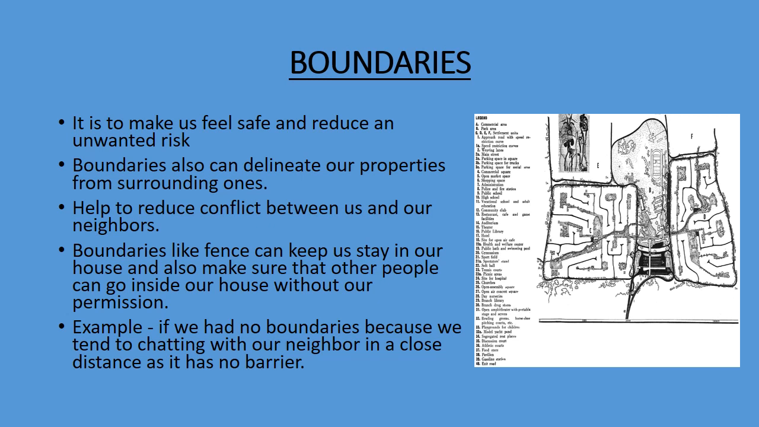The second characteristic is boundaries. It is to make us feel safe and reduce unwanted risk. Boundaries can also delineate our properties from the surrounding ones and help to reduce conflict between us and our neighbors. Boundaries like a fence can keep us in our house and also make sure that other people cannot go inside our house without our permission. For example, if we had no boundaries, we might turn to chatting with our neighbor at a close distance as it has no barrier.